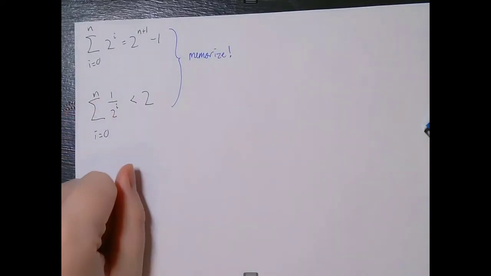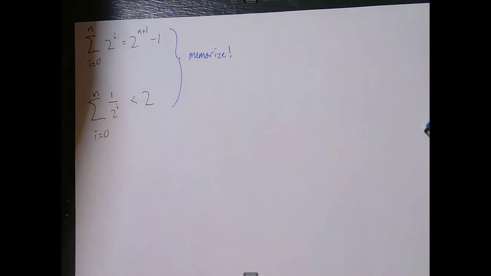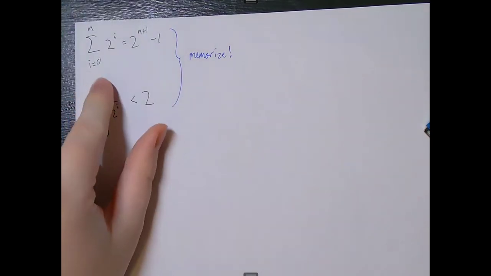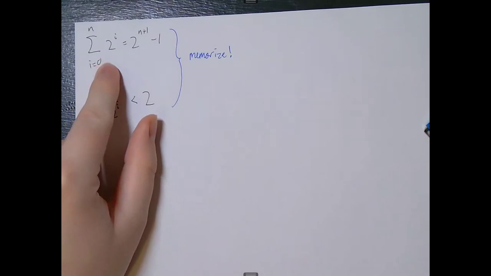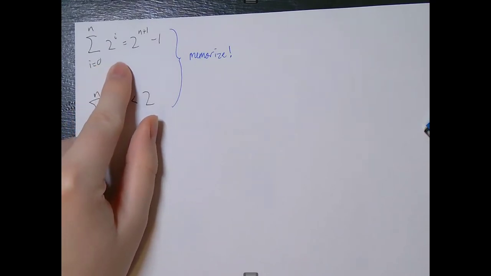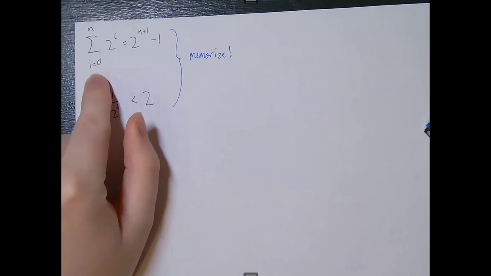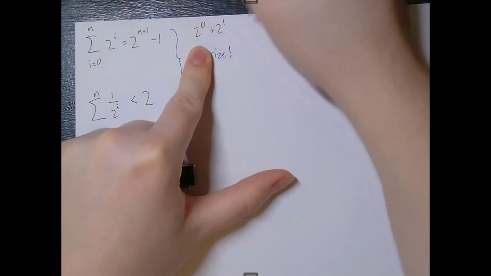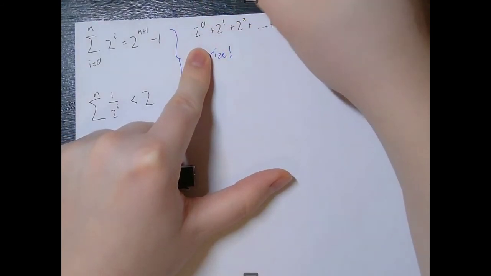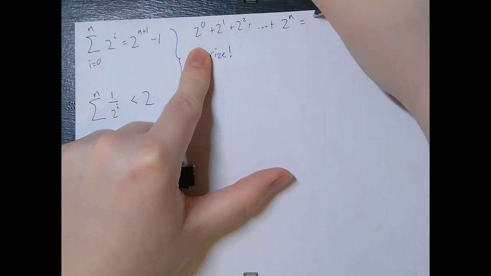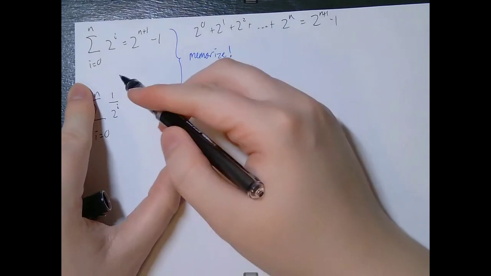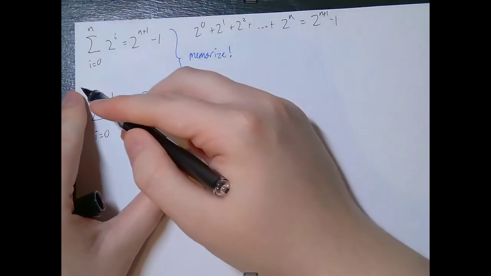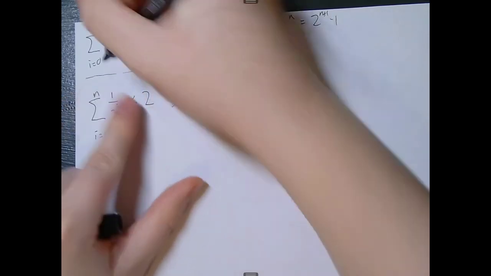Here are the other two sums that I want you to memorize. The first one is the sum of all i equals 0 to n of 2 to the i, which is equal to 2 to the n plus 1 minus 1. And we've actually seen the proof for this. This was the proof that said 2 to the 0 plus 2 to the 1st plus 2 squared plus etc. plus 2 to the n equals 2 to the n plus 1 minus 1. So this is exactly the same thing, but rephrased in summation notation. So you should know this sum.